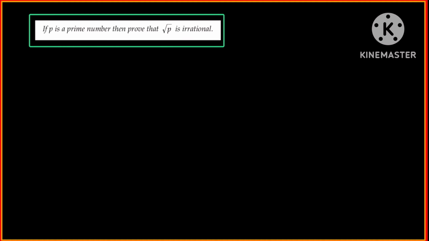Contradiction method is we have to take the opposite of the given statement. Here it is given that square root of p is irrational, so I am taking the opposite of this statement. That means I am taking, let square root of p be a rational number.